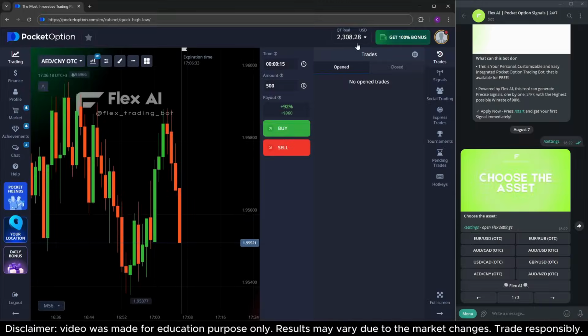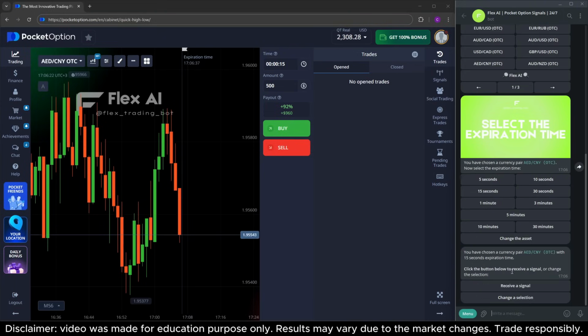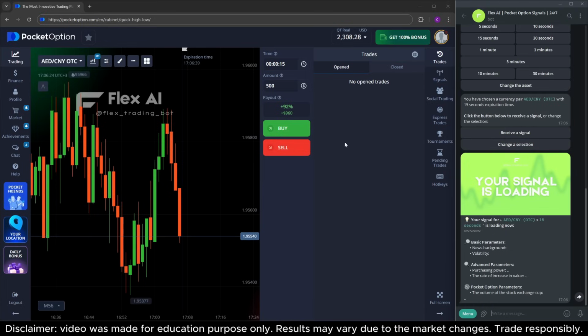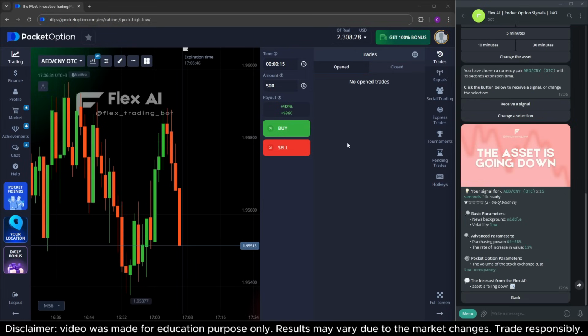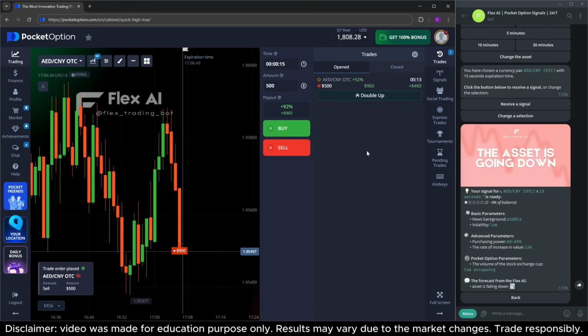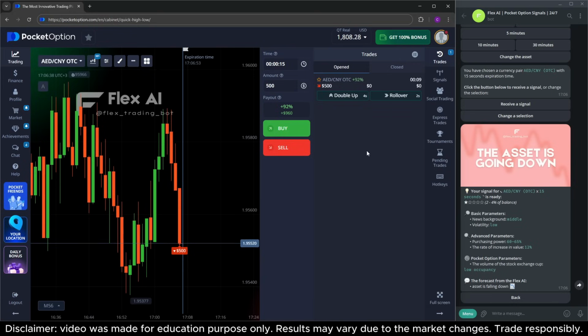Today is the fourth day of our challenge. How much can we earn in a week by trading on Pocket Option using the Flex Trade Bot? Today, we will use the OTC chart. Everything is done as usual. We choose a currency pair with the highest payout percentage, set the expiration time, and determine the trade amount.